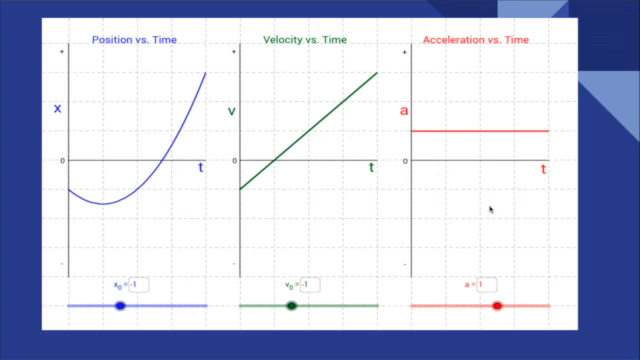Now we go on to the acceleration versus time graph. Since velocity is increasing at a constant rate of change, that means the acceleration is just a straight constant line, because the speed is increasing, but it's increasing at a constant rate. And the derivative of a linear function is just a constant function, which is why it is a straight line.